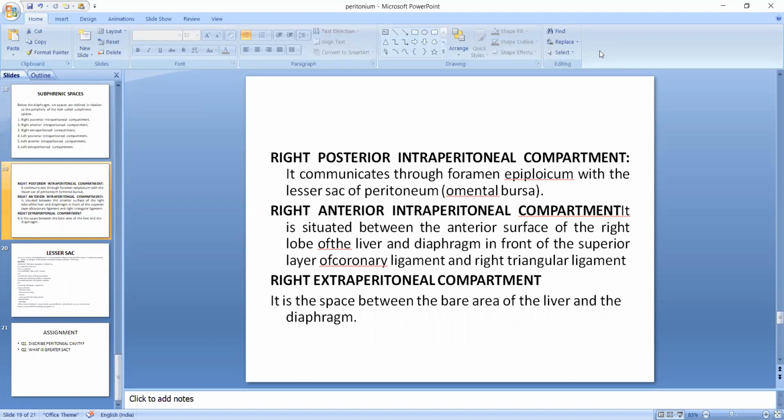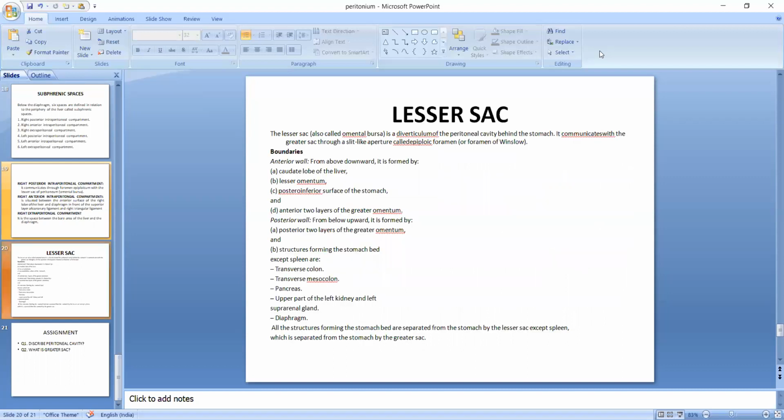Right posterior intraperitoneal compartment communicates through foramen epiploicum with the lesser sac of peritoneum, and the right anterior intraperitoneal compartment is situated between the anterior surface of the right lobe of the liver and diaphragm, in front of the superior layer of the coronary ligament and right triangular ligament. Right extraperitoneal compartment is a space between the bare area of the liver and the diaphragm.